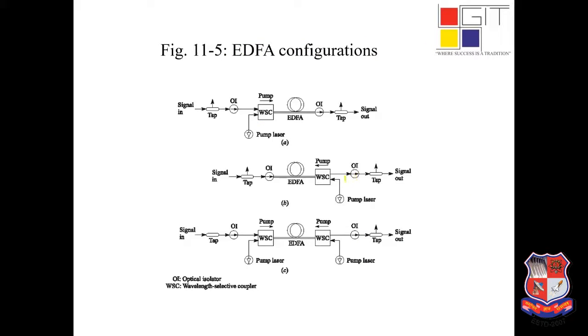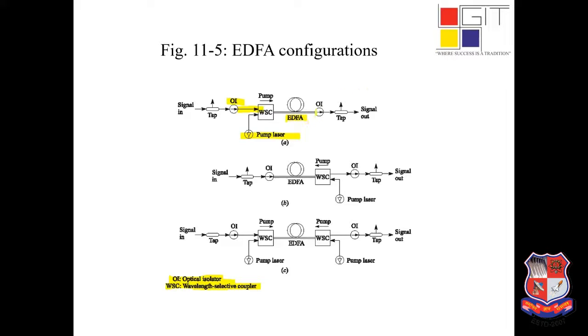Various EDFA configurations: you have a signal input, and you have a tap from where you can measure the quality of the signal that is coming in. You have your optical isolator, as mentioned in the legend below, and a wavelength selective coupler where you put in your actual optical signal that you want to amplify, and a pump laser, which is your active signal, the signal which will help you pump up or amplify things. Then you have your erbium doped fiber amplifier, that is your EDFA.